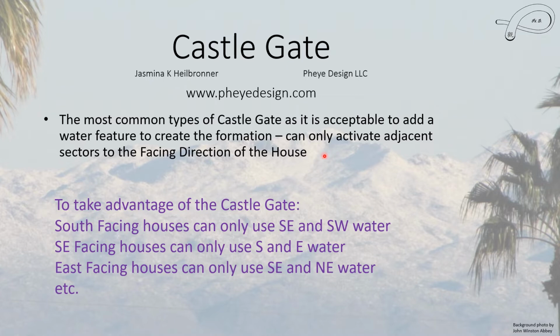You can only activate this castle gate in the sectors that are adjacent to the facing direction of your house. So if you have a south facing house, you can only use water in the southeast or the southwest to take advantage of the castle gate. If you have a southeast facing house, you can only use water in the south or the east. If water is in any other sector, it doesn't change your chart. And this is what the castle gate is used for, to change your chart if you don't have a good chart.